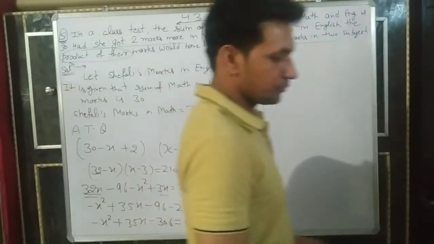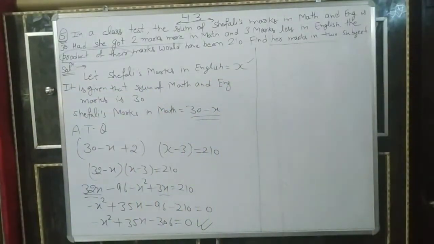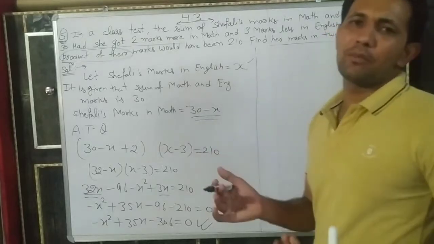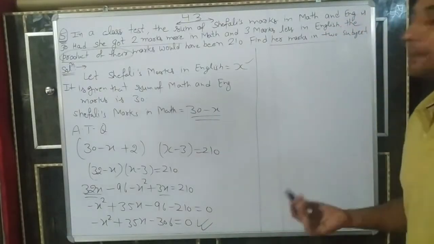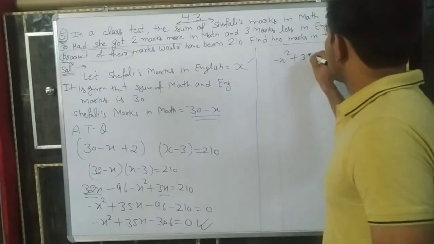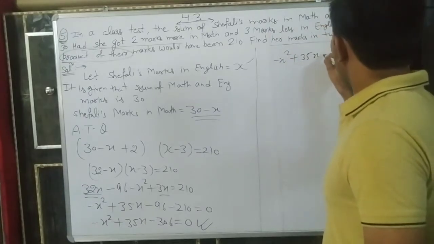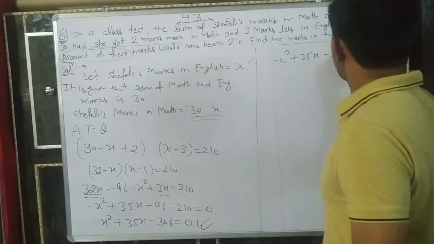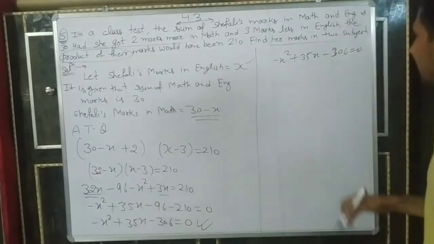Note down. So you can solve this question here by the quadratic formula or by splitting the middle term. So splitting the middle term: x square plus 35x minus 306 equal to 0. What we will do?